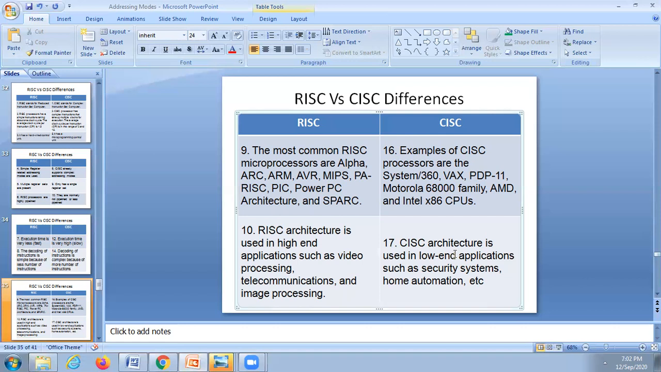Whereas CISC architecture is used in low-end applications. Low-end applications means normal PCs, general home appliances, general systems where we are using day-to-day activity, not research purposes. Whatever you are using day to day, there you are using CISC processors. Whereas for high-end or research purposes or dedicated applications, we use RISC processors because they are very fast when compared to CISC. RISC processors are very fast when compared to CISC processors because of all these reasons.